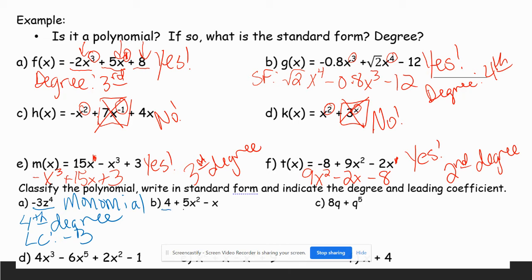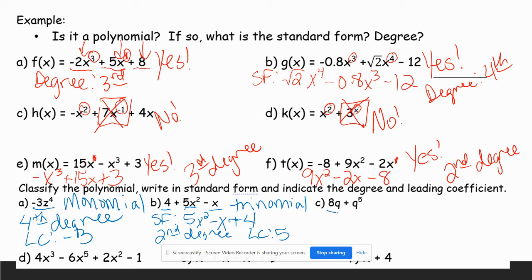Letter B, I have 1, 2, 3 chunks or 3 terms. So this is a trinomial. X squared is our highest number, so for standard form, I'll put SF for standard form, we have 5x squared minus x to the first. That's a positive 4, so our constant would be +4. This is a 2nd degree, and then our leading coefficient is 5.